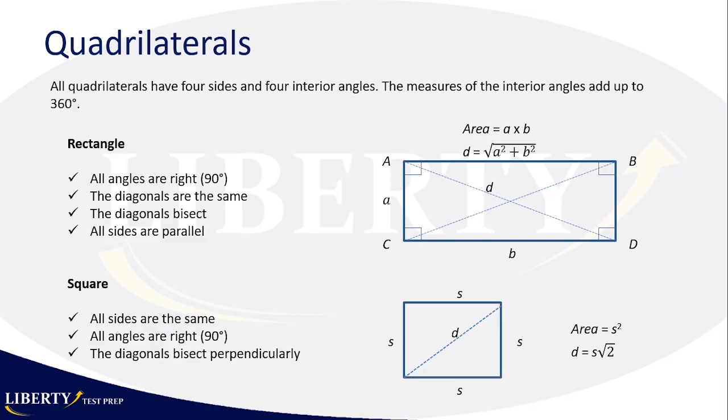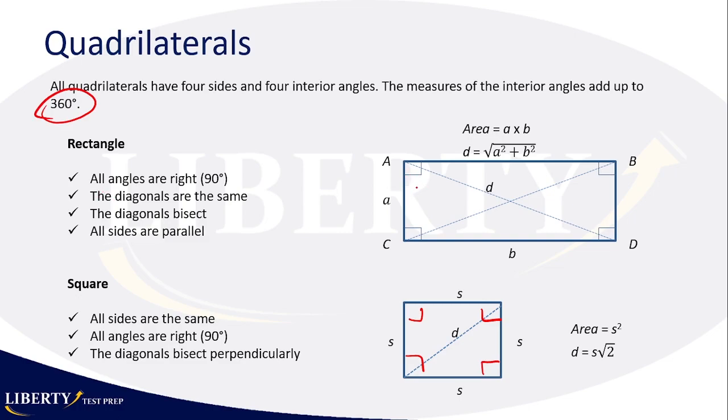So now we're going to enter the realm of quadrilaterals. All quadrilaterals have 4 sides and 4 interior angles. The measures of interior angles add up to 360. That's a very important thing to know. All interior angles of any 4-sided geometrical shape, any quadrilateral, will add up to 360 at all times.